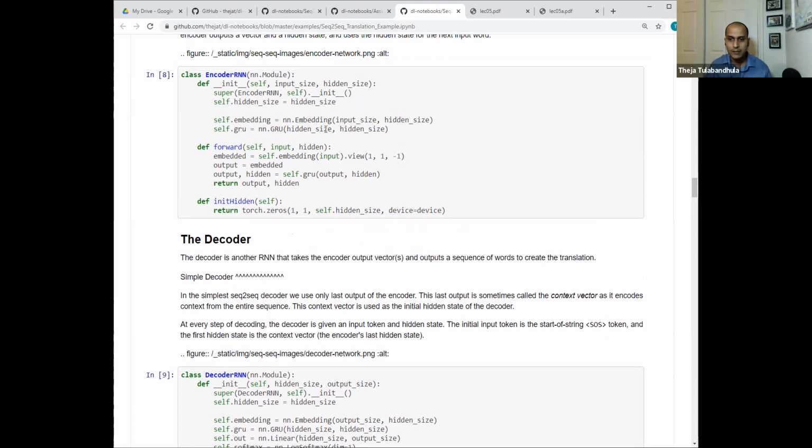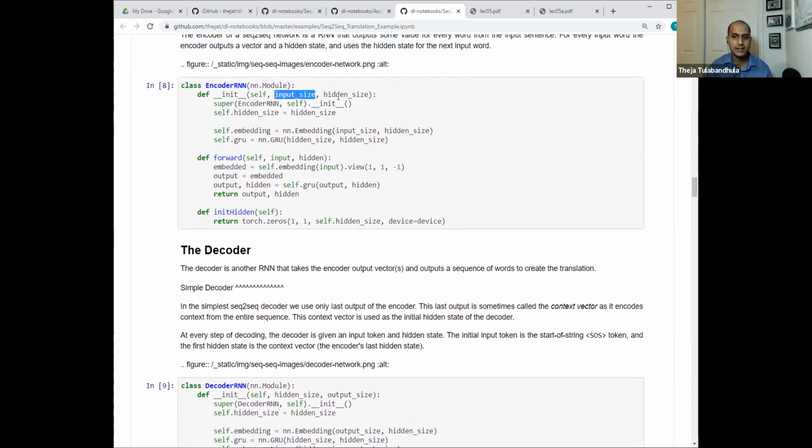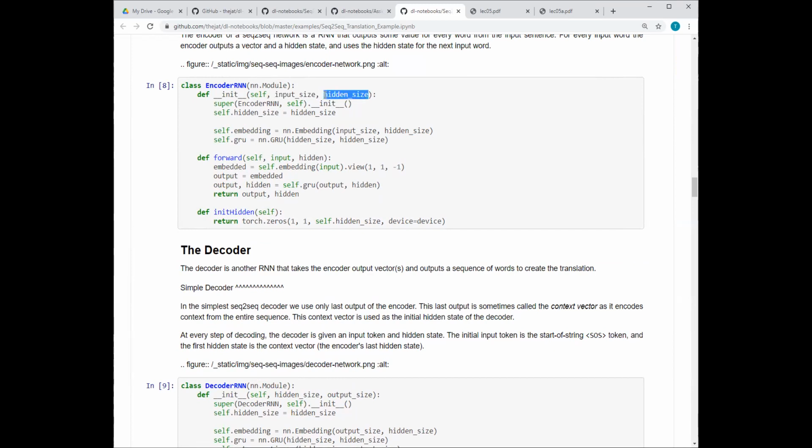But when we say input size, when you define this class and instantiate an encoder object, this input size is the vocabulary size. It's not the length of the sequence. There's a vocabulary size, and this is just the size of the hidden layer.